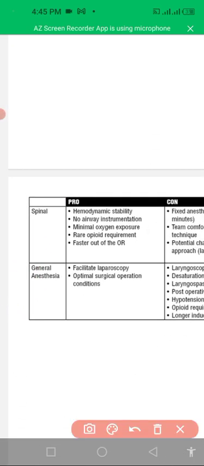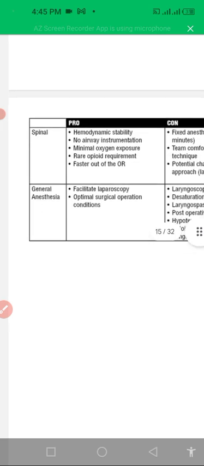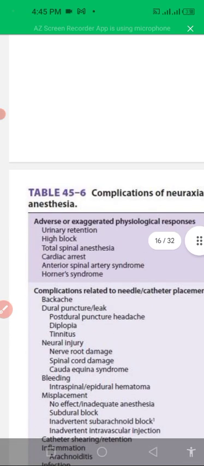Another thing is that hemodynamic stability is there in spinal anesthesia, airway intubation is not required, and minimum oxygen exposure will be there in the patient. It is a faster and rapid procedure compared to general or other methods of anesthesia. While in general anesthesia, there are different types of surgical instruments, laryngoscopy and airway management are there, and the patient has to be fully unconscious. So these are things that we have to keep in mind for spinal as well as general anesthesia.